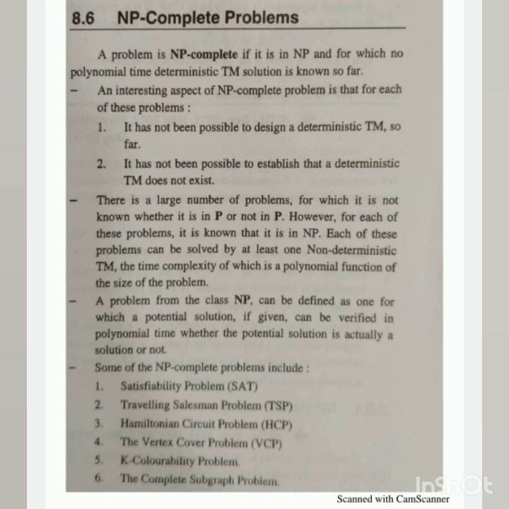So no deterministic Turing machine or algorithm will be available for the same. On the other hand, we can say it is not possible to establish that a deterministic Turing machine does not exist. Okay, so a number of problems can be considered as NP. The class from which NP problems are decided can have a number of problems. In other words, NP complete problems can include a number of problems.